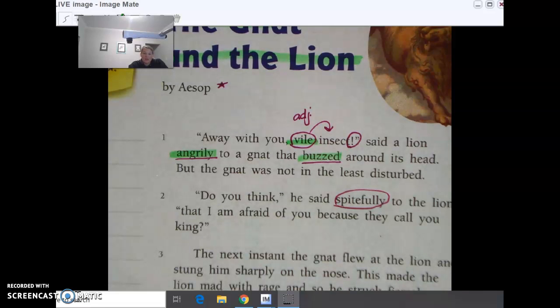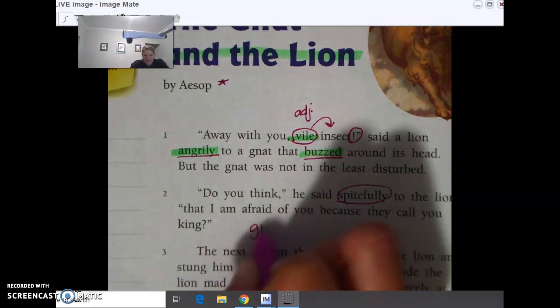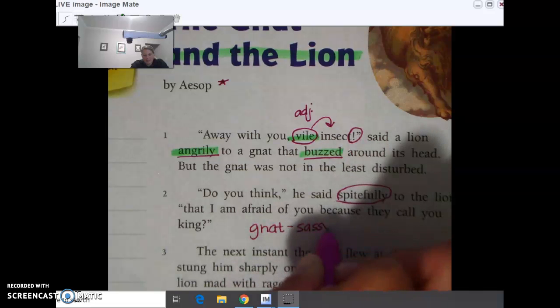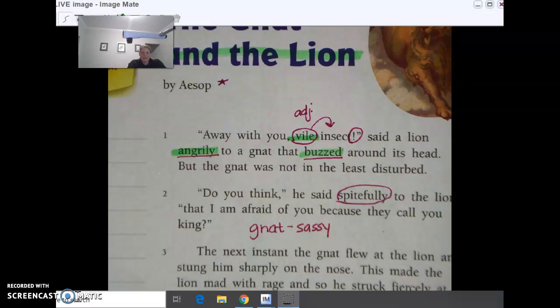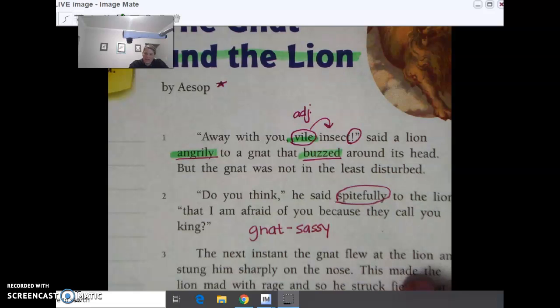Through these words, I'm starting to realize that this gnat, he's a little sassy. I don't know. He seems a little sassy to me. He says it very spitefully. And he's like, who do you think you are just because you're king?